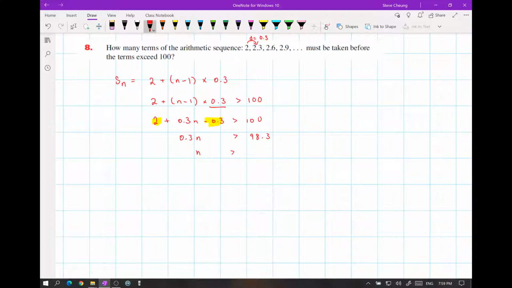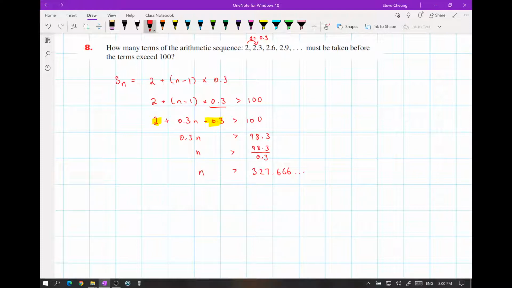And then I just divide both sides by 0.3. I said I don't want to use my calculator, right? But I still have to use my calculator here. Well, at least it's not as tedious as if I were to graph it. And my goodness, I'm so glad that I use this way here.